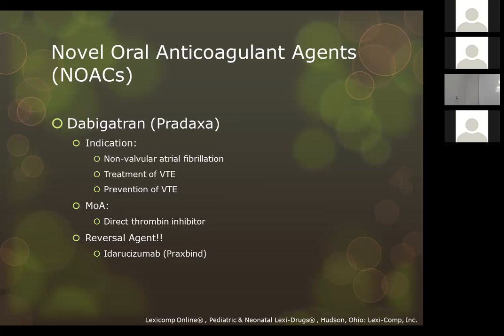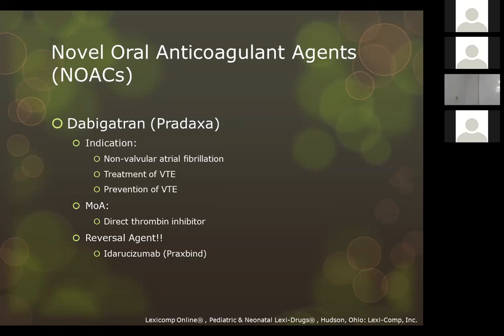One thing unique about it is that about 6 months to a year ago, it came out with a reversal agent, idarucizumab or Praxbind. Now, this is a very expensive medication. However, there are very few side effects with it because it is a monoclonal antibody. It has a very short half-life. It does reverse the agent very well, and it is right now the only reversal agent for the NOACs.